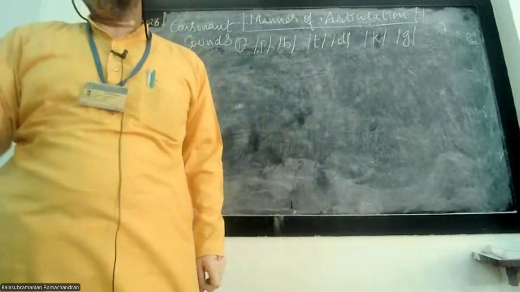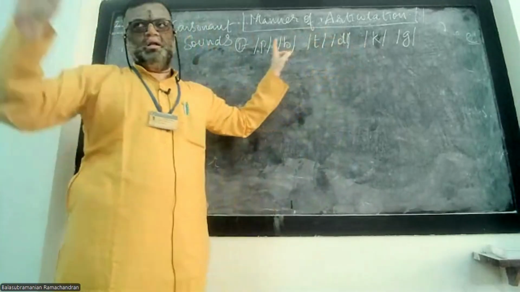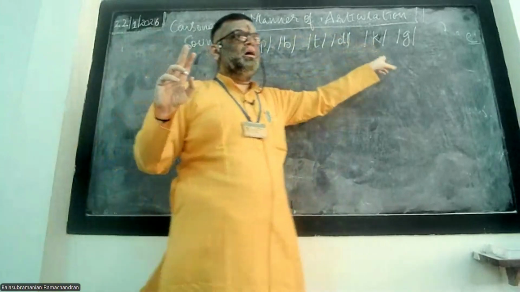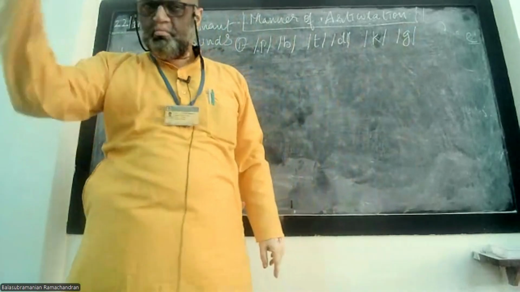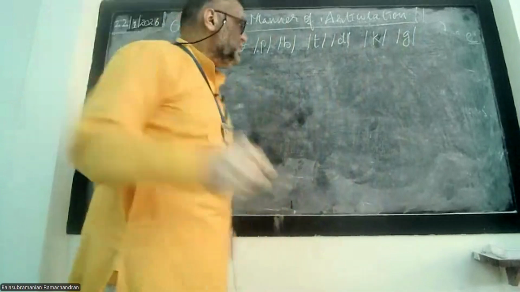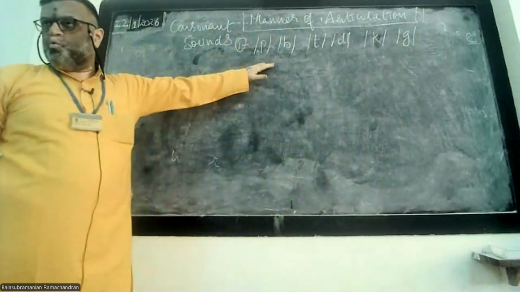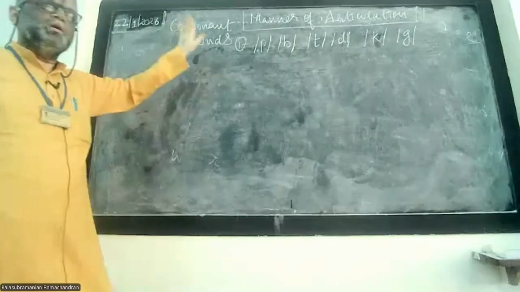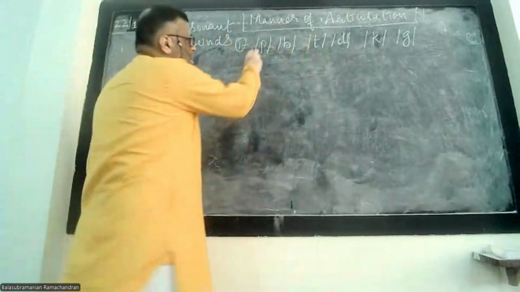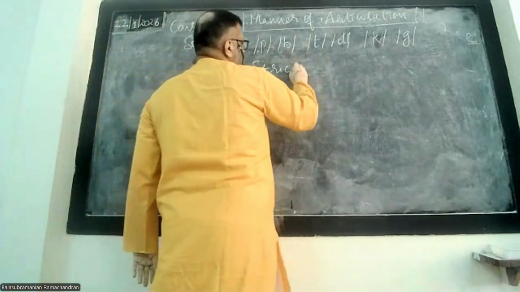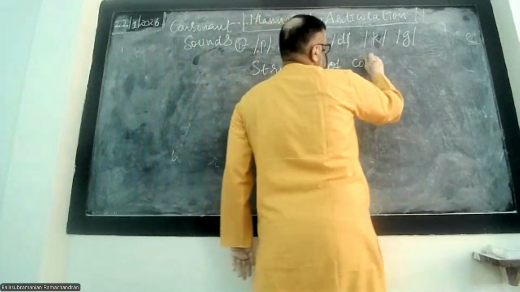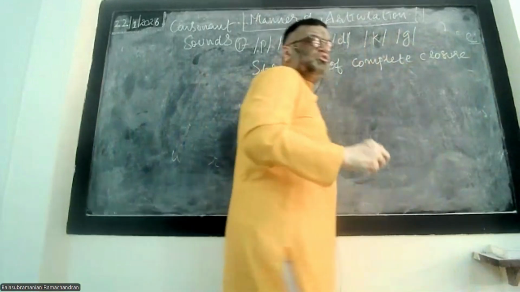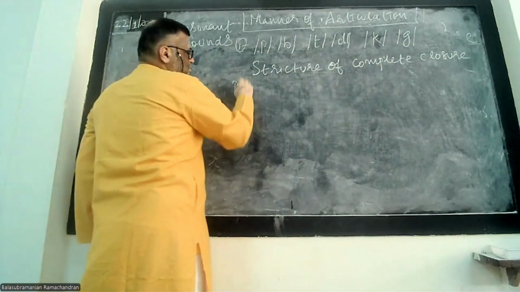How does the air come out? In all these six, the air comes out. Observe: p, b, t, d, k, g. How does it come out? With explosion. It comes out suddenly. So these six sounds, and we are looking at English consonant sounds, be very clear about it, are all produced with the stricture of complete closure. That is, there is no gap between the articulators.